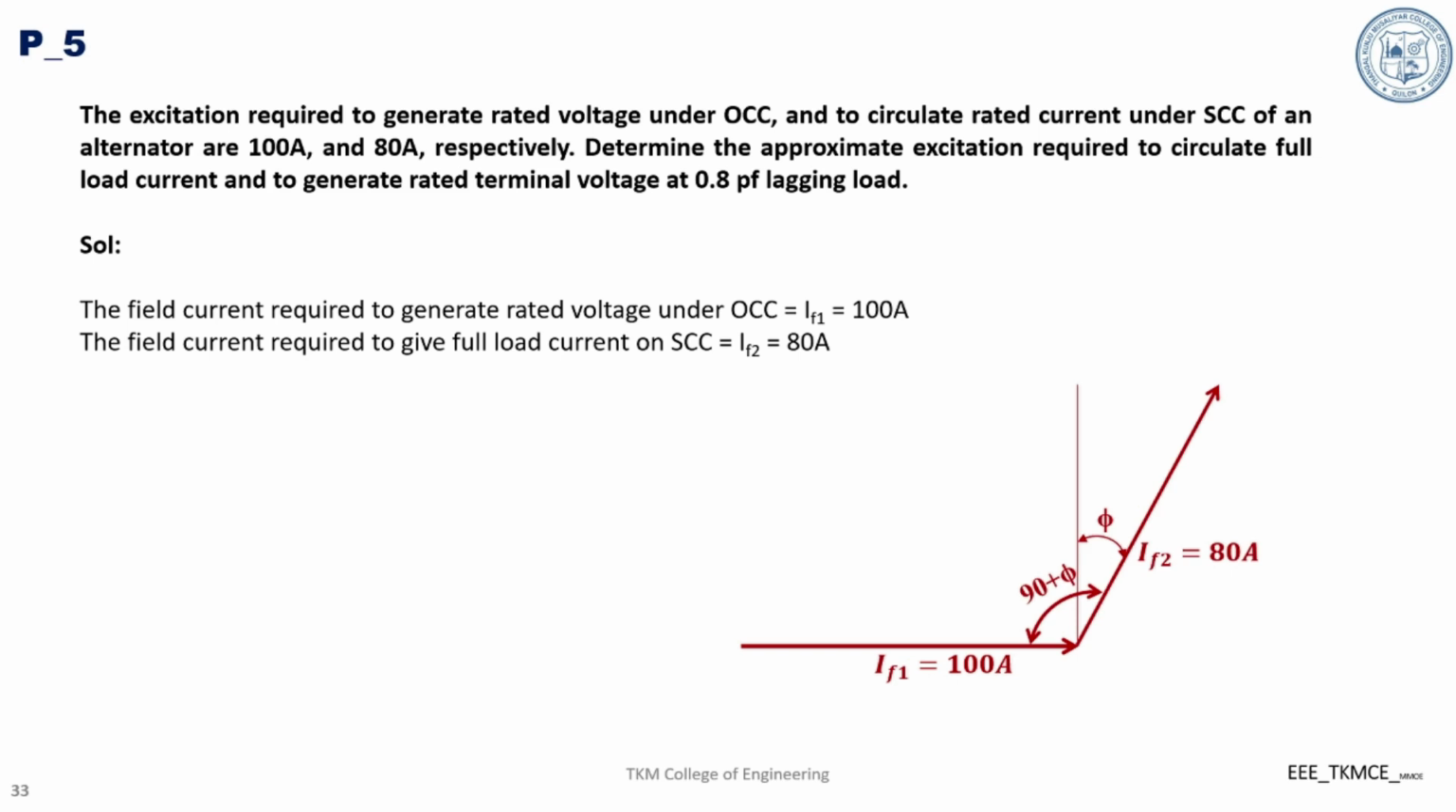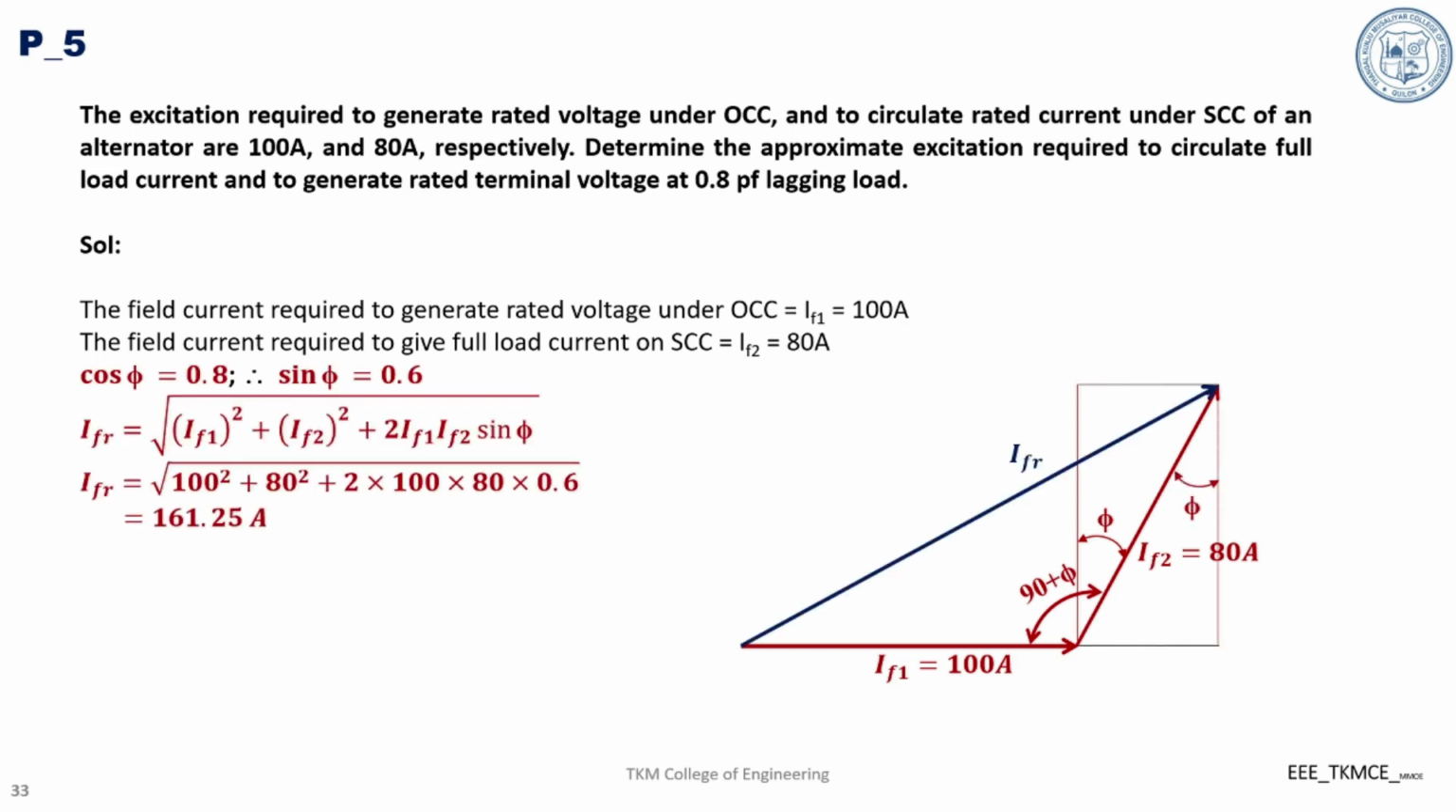So this is the phasor diagram corresponding to this one. We need to determine IFR. So IFR is equal to root of IF1 square plus IF2 square plus 2 IF1 IF2 sin phi. Substituting IF1, IF2 and sin phi in this equation, we can obtain IFR as 161.25 ampere.